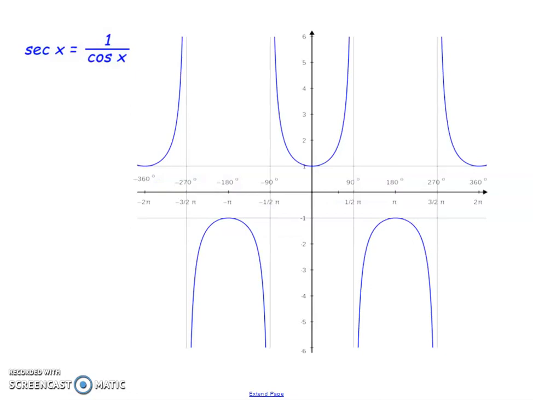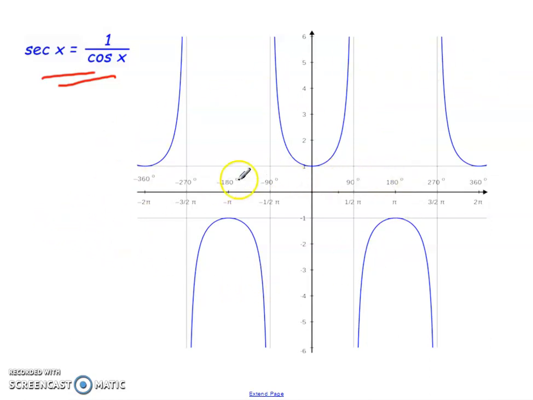The first one I want to look at is sec x. Sec x is the special name which we're going to use for 1 over cos x. So that's what this function is the equivalent of. Sec x equals 1 over cos x. And if you wanted to plot sec x, this is what the graph looks like here.